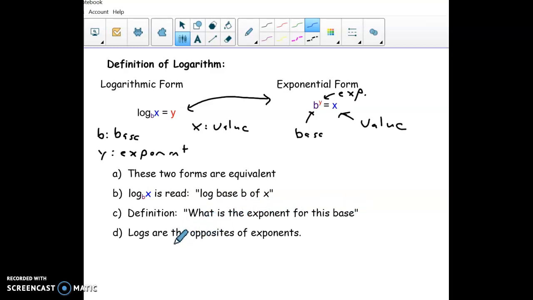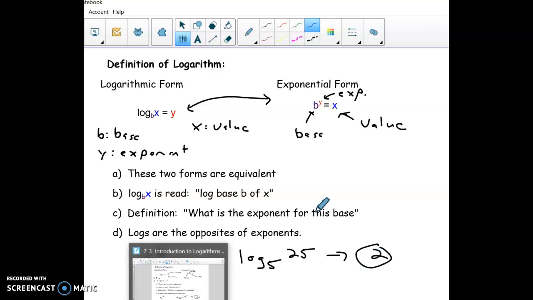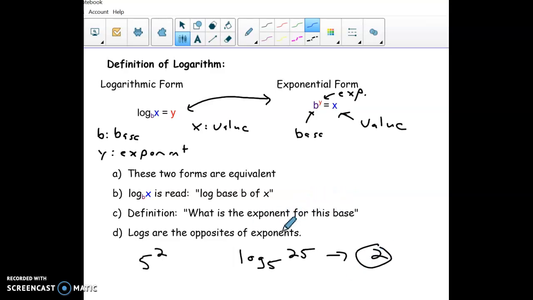And then eventually, to know that they're like opposite functions: if you took a number like 5 and then squared it, and then if you did the log base 5 of that value, which I guess would be 25, that'll get you the exponent that you started with, in this case 2. So basically, they undo each other, just like addition is the opposite of subtraction.